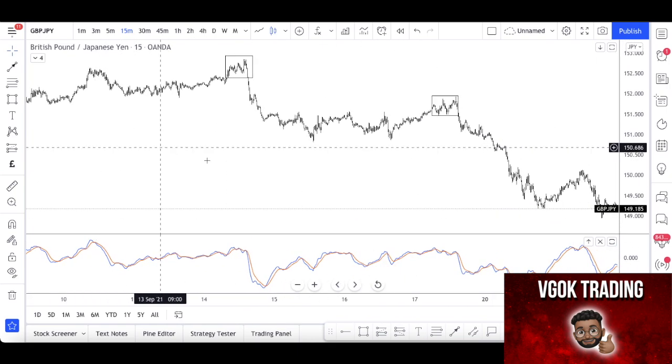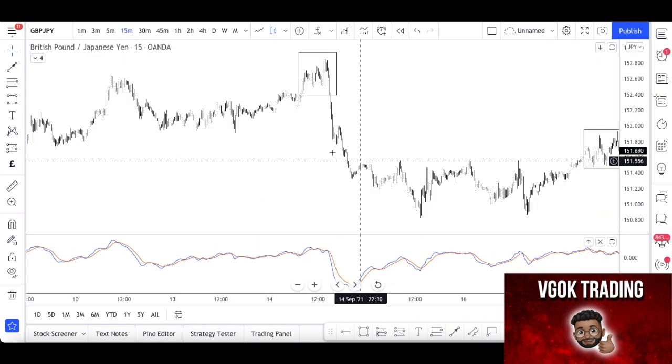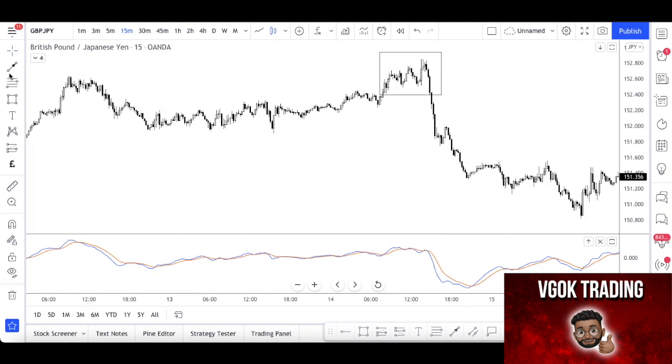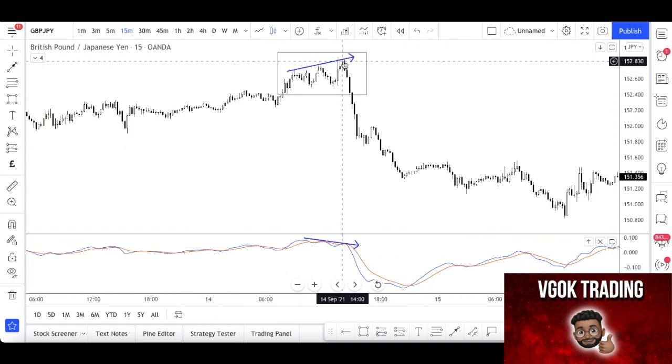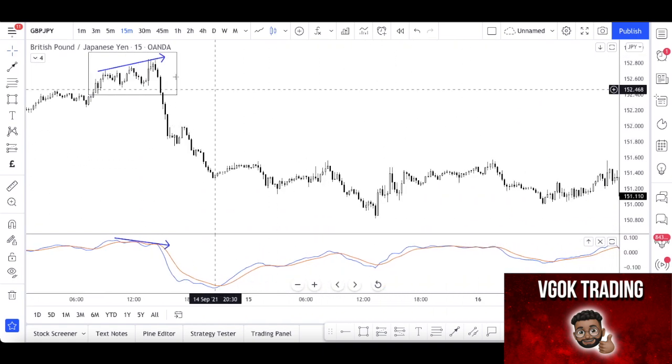And again, I think I've marked up a couple more, but might as well just show you, just for argument's sake. Same thing happening again. This one's a very, very good example of divergence: higher highs on the chart, on the oscillator, lower highs, and then we expect to see a decline in price. And what do we get? That decline in price.